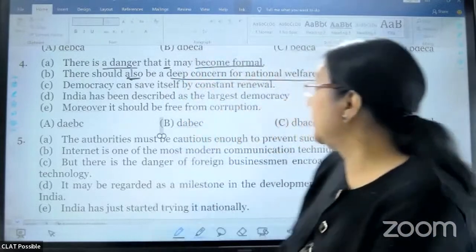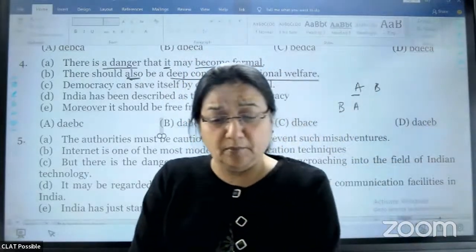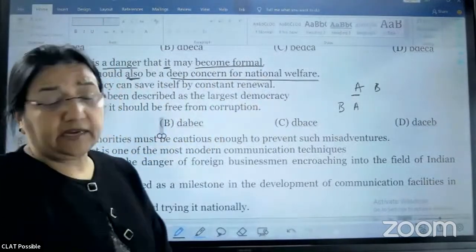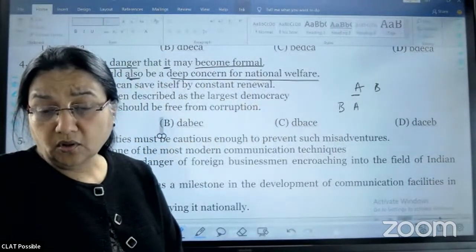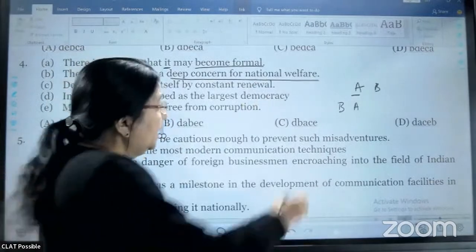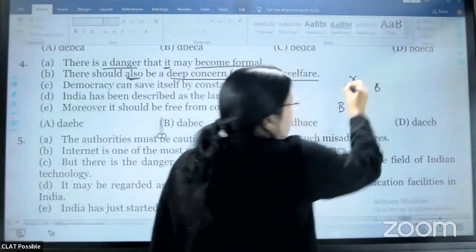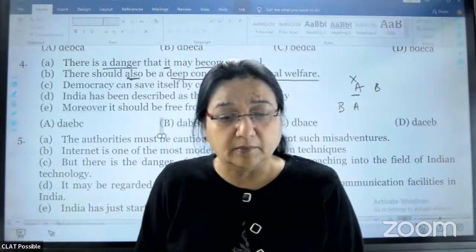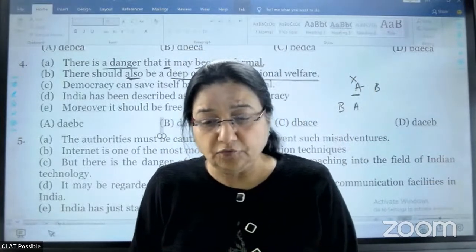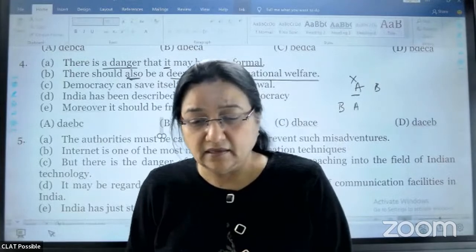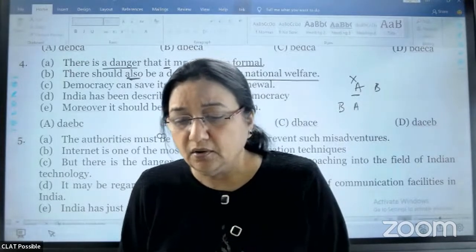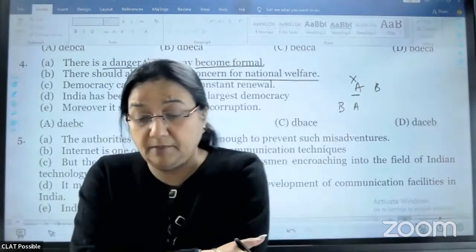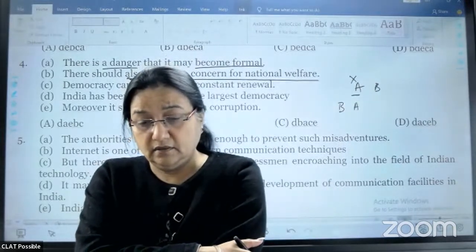I don't think so. A was saying danger of becoming formal and B says some deep concern for national welfare within also. So I don't think A, B will come together. Yes or no? Would you agree with me the moment I say A, B will not come together? How many of you would say, yes, ma'am, we agree? Amisha, would you agree? A, B cannot come together?